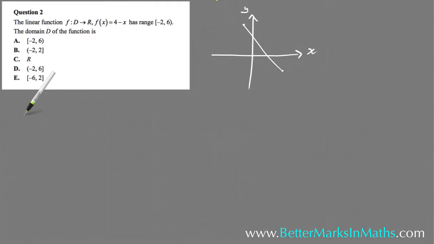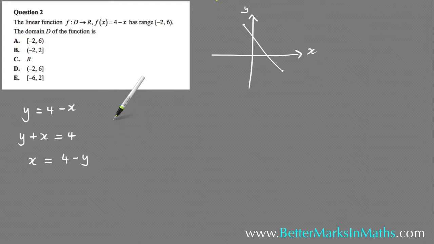And what I want to do next is go, okay, so this is y equals 4 minus x, and then rearrange that to make x the subject. So adding x to both sides, you get y plus x equals 4, and then minusing y from both sides, you get x equals 4 minus y.